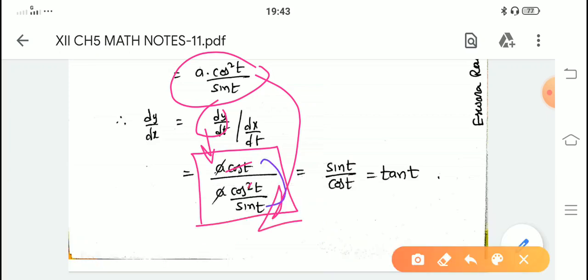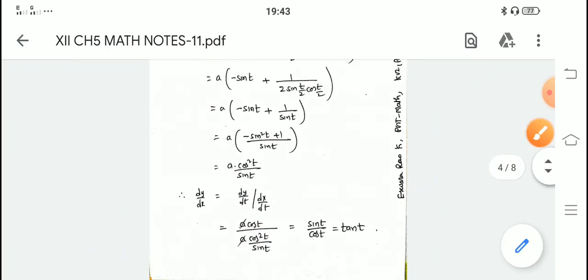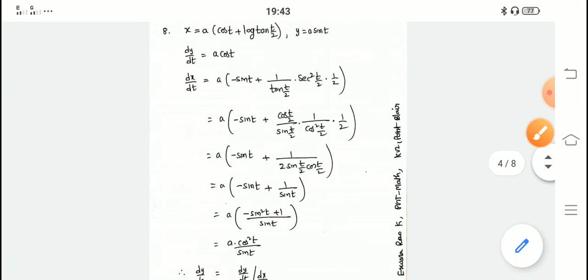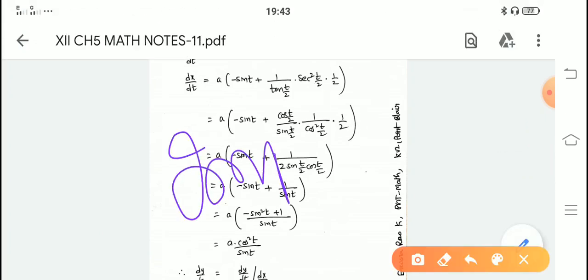This sign will go to the numerator. Then sin t by cos t, tan t is the answer after simplification. It is a very important question. They asked it in the last few years also. I think before last year the question was there for 4 marks, this one and the previous question also. See this one also. This is an important question, remember, very important.